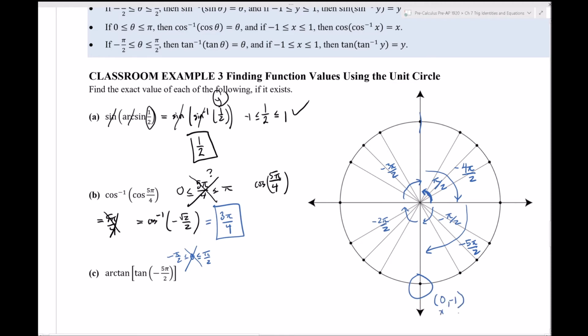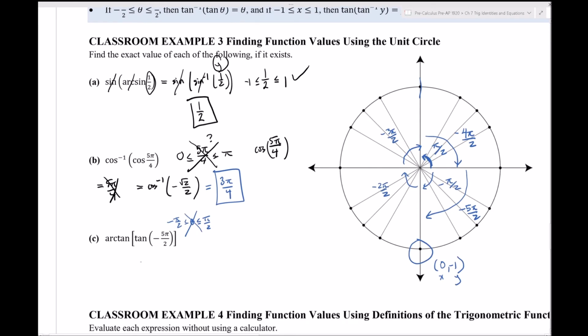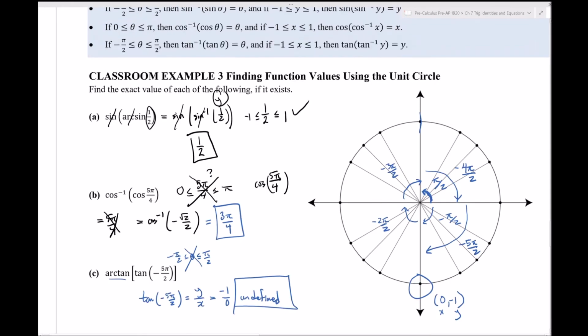That's x comma y. So if you remember, to find the tangent of that angle, negative 5 pi over 2, you just take the division of the y and the x in that order. So you divide y by x. In this case, that is negative 1 over 0. This is undefined. So no, I can't take the arctangent of an undefined quantity. It's not going to work. And that's it for example 3.